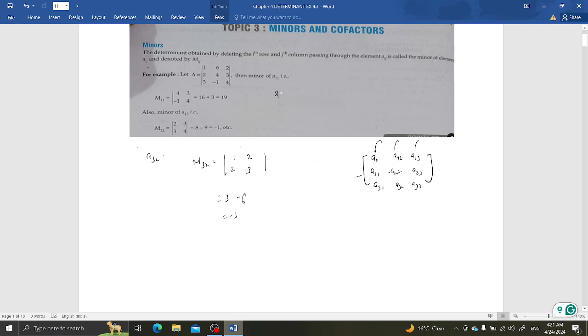Why so? Because if corresponding to this aij we are finding the minor Mij, then we need to remove the ith row and jth column. So observe that one row and one column are already reduced. If we have 3 cross 3 here, then we have 2 cross 2, because one row and one column we already removed, and hence we are left with 2 rows and 2 columns. That's why. I hope you understand this thing.